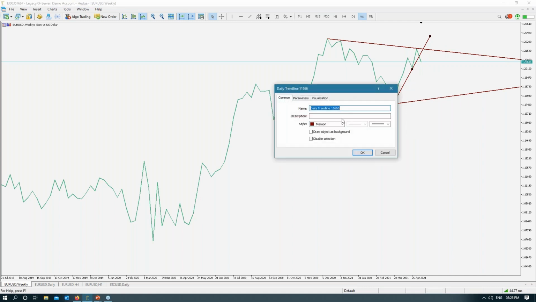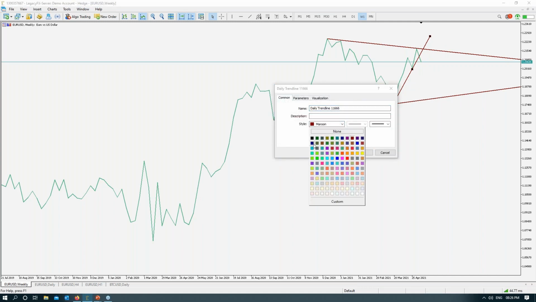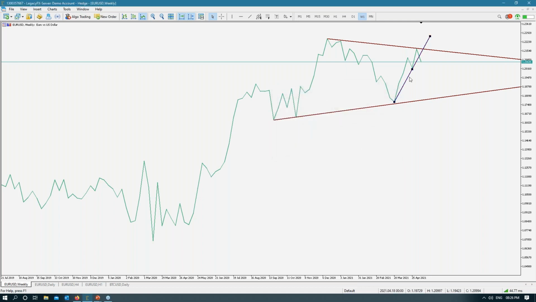The most important thing you want to do is color code your lines based on what? Chart day or time frame. So in my case, maroon is week lines. Blue is going to be the daily lines, and green or whatever color you want is going to be my, let's say, 1 hour line.